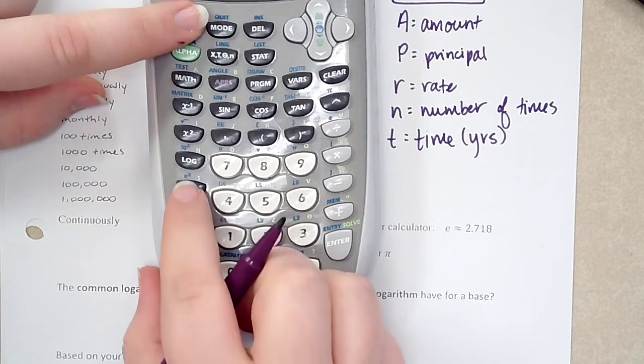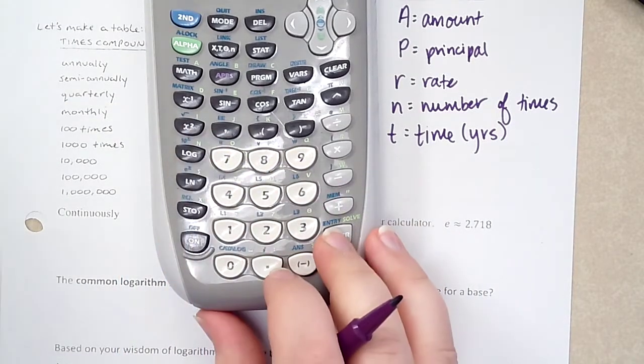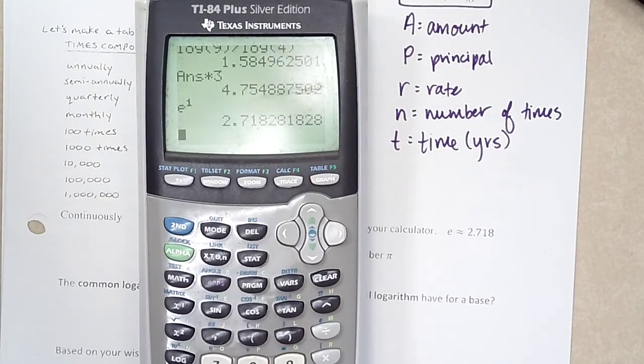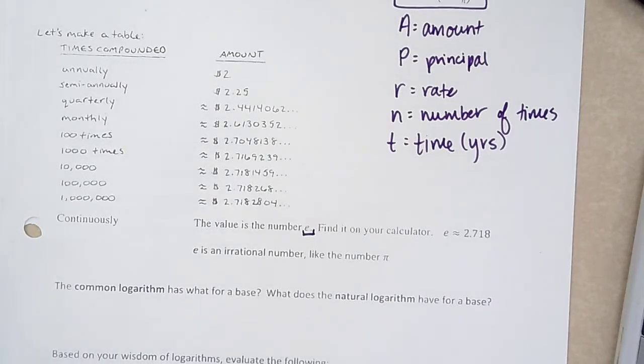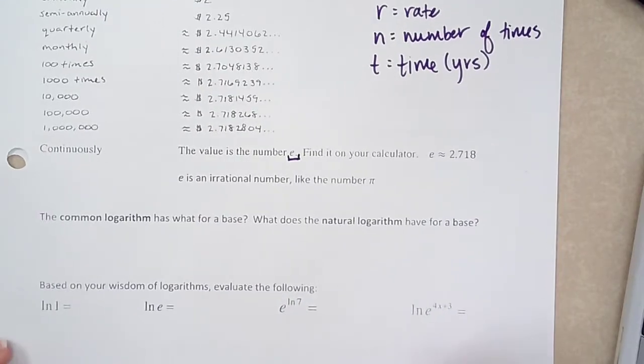And if we find it on our calculator, mine is right above my ln button. If I hit second ln, it's going to give me e, and I just want the most basic form of it, so e to the 1. When I punch that in, I see that that number is about 2.718... So e is an irrational number, just like the number pi that I was telling you about.